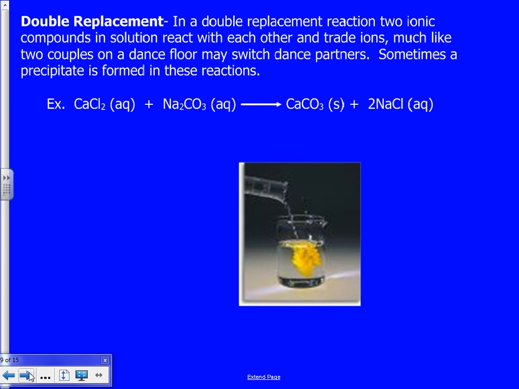All right, last one. Double replacement reactions. In a double replacement reaction, you always start out with 2 ionic compounds. Always. That's how you can tell the difference between a single replacement and a double replacement.